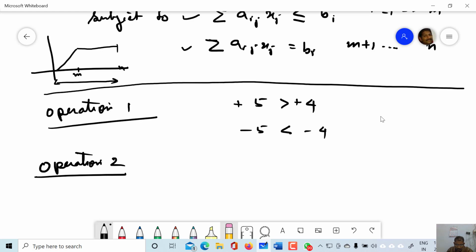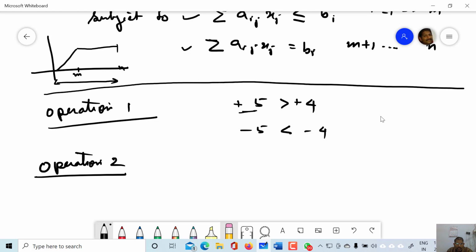Operation 2. An inequality in one direction may be changed to an inequality in the opposite direction by multiplying both sides of the inequality by -1. In the first case, the function was negated, but in this case you are multiplying by a negative constant. So if you multiply by the negative constant, then the result will be the same as in operation 1.